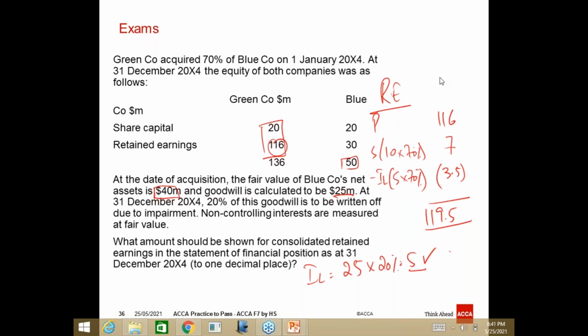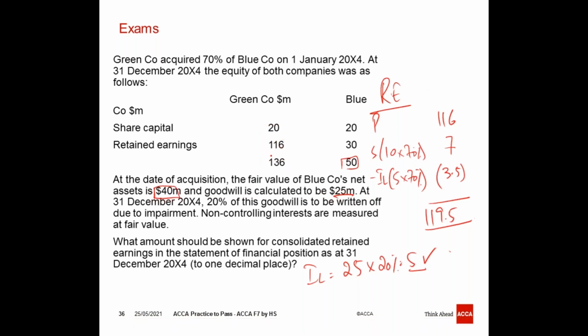So what we have done, we have taken the figures of the retained earnings, the total amount. Retained earnings at start is 116. You can take the difference between the retained earnings at the reporting date and the retained earnings at acquisition as the post-acquisition retained earnings. But in the question, it says that at the date of acquisition, the fair value of net assets was 40. So you can compare this figure with this value, which is 50.